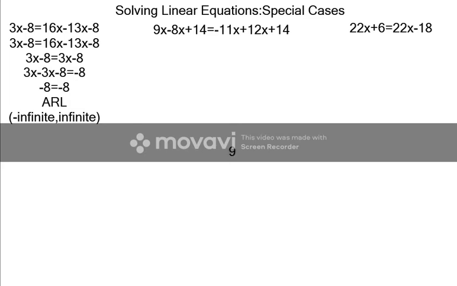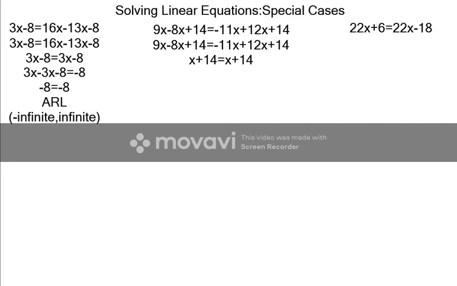So we have 9x minus 8x plus 14 equals negative 11x plus 12x plus 14. Immediately, let's bring the variables to one side and the constants to the other. But first, let's simplify. We have 9x minus 8x, which is the same thing as x. So x plus 14 equals negative 11x plus 12x, that's, again, x plus 14. So you can already see this is another example of all real numbers.